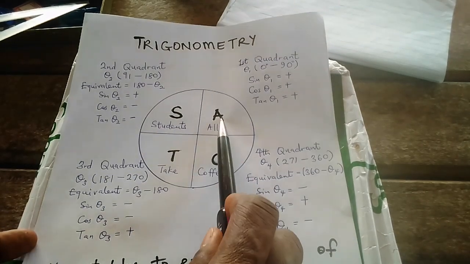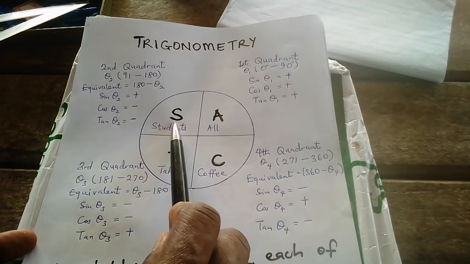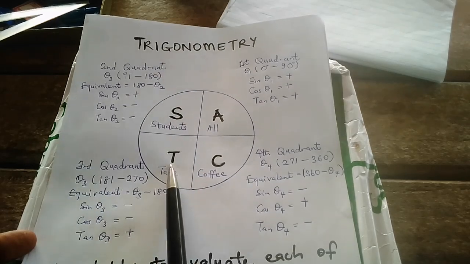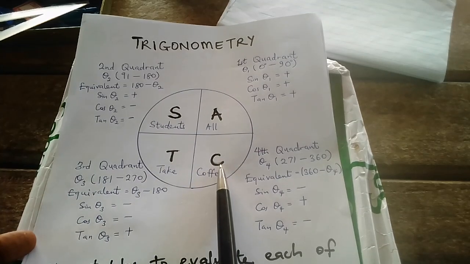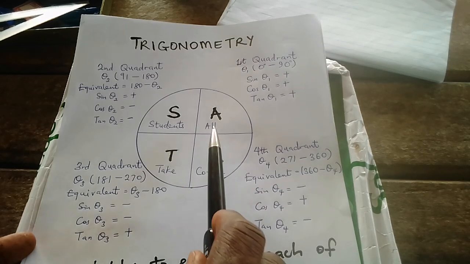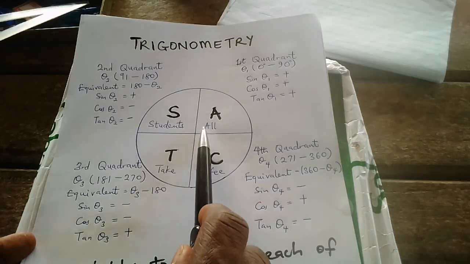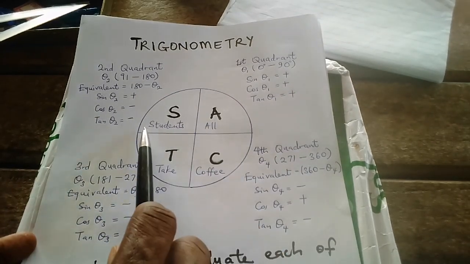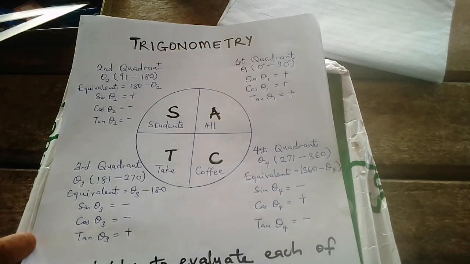So that means we have A representing all, S representing sine, which is positive in the second quadrant, T representing tan, which is positive in the third quadrant, and C representing cos, which is positive in the fourth quadrant. To make it easier to learn, you can say: All Students Take Coffee. A for all, S for sine, T for tan, and C for cos.